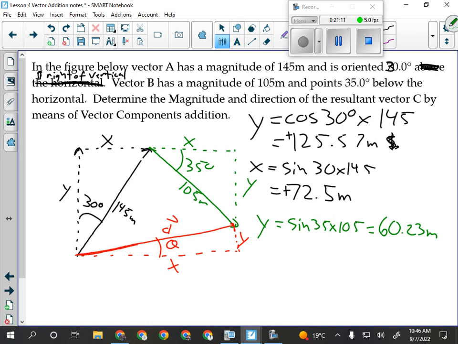What do I need to put beside that 60.23? Negative. It's down, right? My other y component was up, so I've got to keep that in mind. That one's negative.